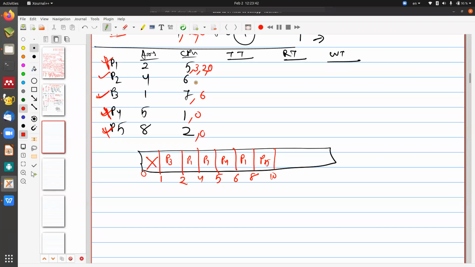Then P2 and P3 both have 6. As per SJF, both have the same execution time. Which one will be executed? Who has come first, FCFS. So FCFS means P3. P3 will run 6 units, 6 means 16, so this becomes 0. Only P2 is left, and P2 will be executed for 16 plus 6 is 22. Are you getting it?